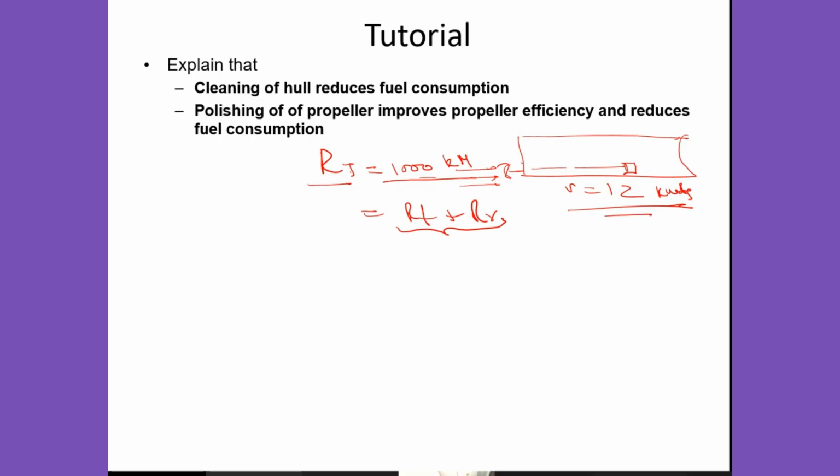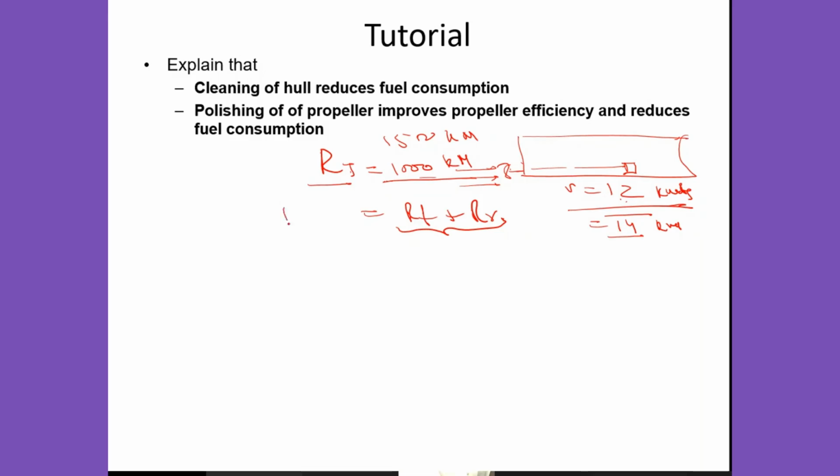Have you understood this point? If the resistance of the vessel at 12 knots is 1000, let us say the vessel moving at 14 knots may have a 1500 kilonewton resistance. That means the propeller at this time must be producing a thrust of 1500 kilonewton, then only the vessel will be moving at 14 knots. So that is the first basic concept.